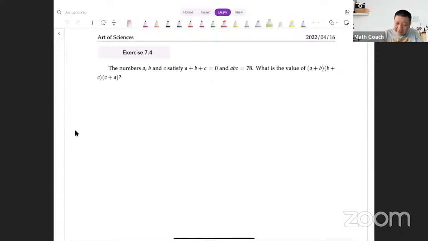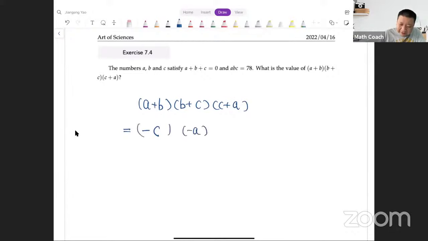We have A plus B plus C equals 0, and we know ABC is 78. When we want to find the value, it is actually quite complicated, right? A plus B, times B plus C, times C plus A. But let's try to use negative numbers, then it becomes trivial. A plus B is negative C, and then B plus C is negative A, and C plus A is negative B, right? And then what we have is negative ABC, right? And then in this case, of course, it's -78. Okay. All right. So sorry, maybe we go a little bit faster.